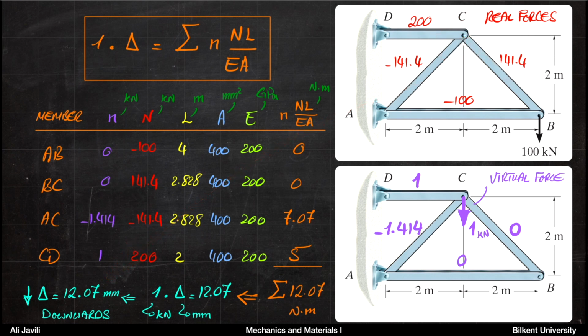12.07 millimeters downwards. And it's downwards because you have a plus sign and you applied the force downwards. So it is in the same direction as the force that you apply. If it was minus, it would actually mean upward because the force you applied is downwards. All right, so this is exactly how you should use the method of virtual forces. We will just look into this again with another example.